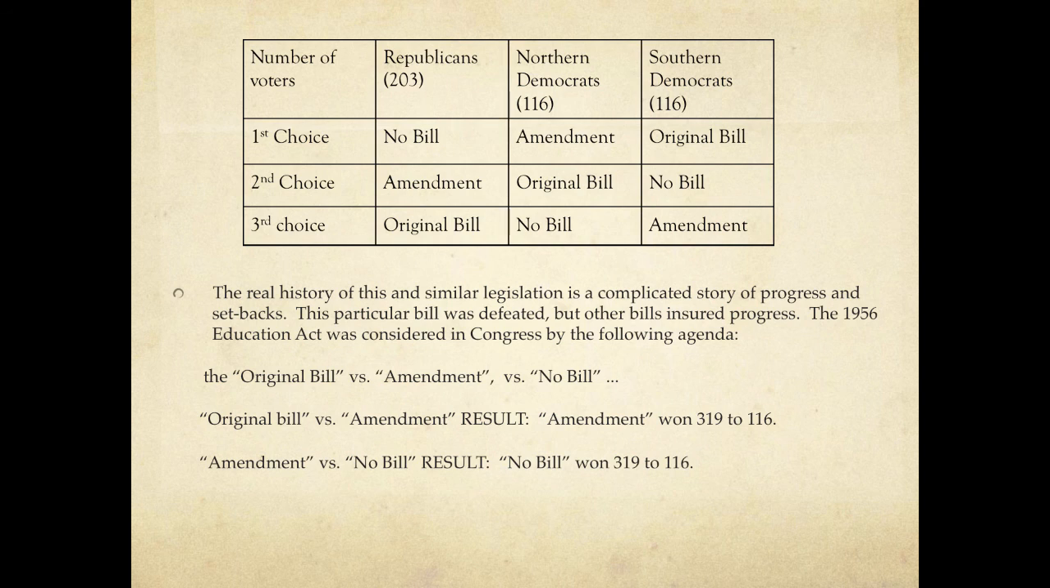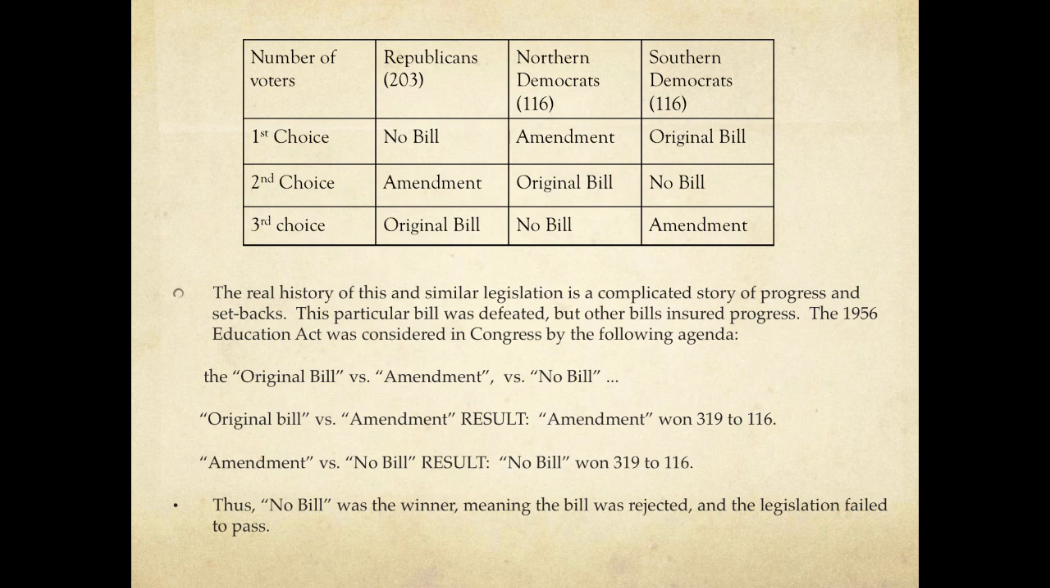But then when the amended legislation was then voted on again, whether or not to pass it, to have the amendment or no bill at all, no bill won, and that was because the Republicans then formed a coalition with the Southern Democrats. So that meant no bill was the winner. That is, the bill was rejected and the legislation failed.